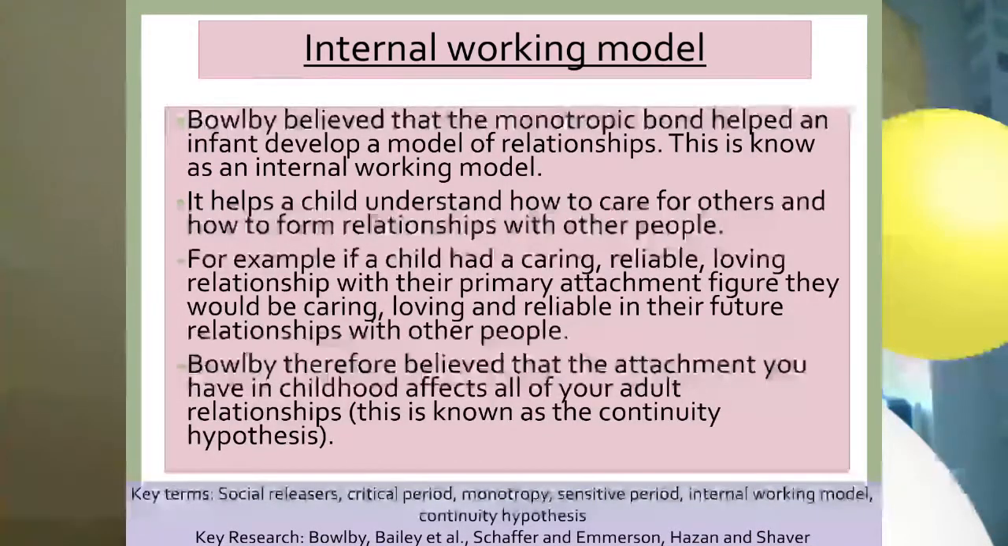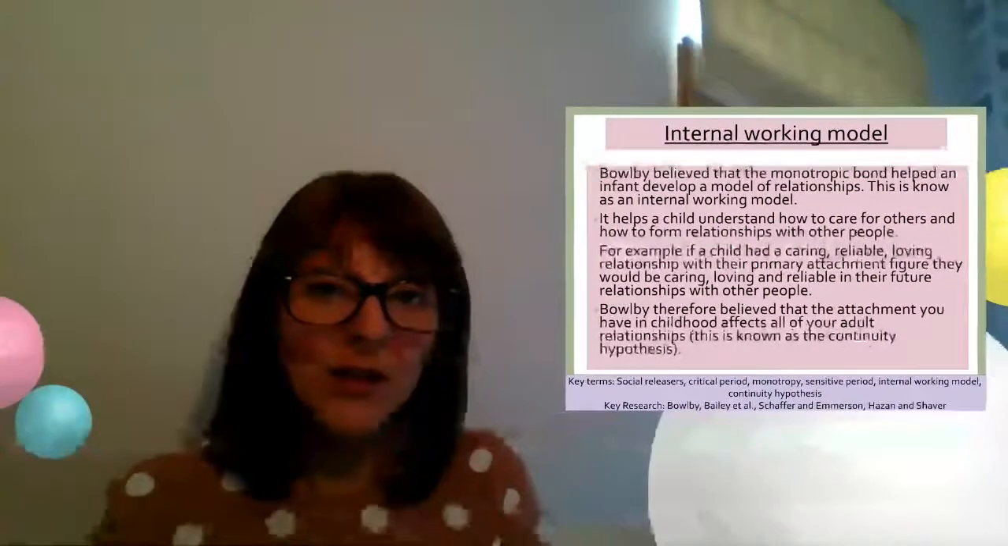They would care for them. They would always be there for them when they hurt themselves. They would look after them, all of that kind of stuff. And then when they have their own babies, they would behave in the same way. So the attachment that you have as a child affects you for the rest of your life, and it affects your adult relationships, and that's called the continuity hypothesis. So it works the other way as well.